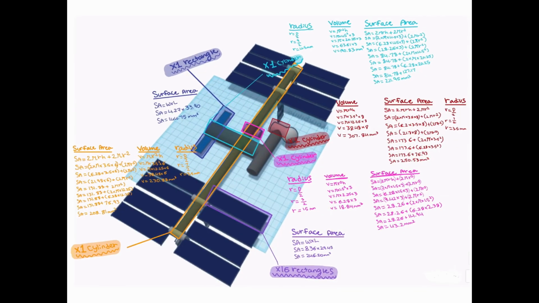Here are more of my calculations for my design. You can see here that the majority of my design is created with 2D shapes. The solar panels, although 2D, end up having the most surface area out of all of the shapes in my design. They ended up contributing a lot to the total surface area.